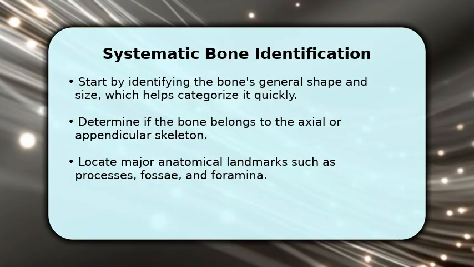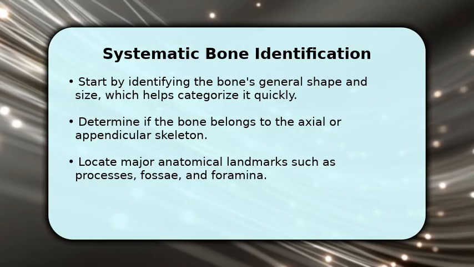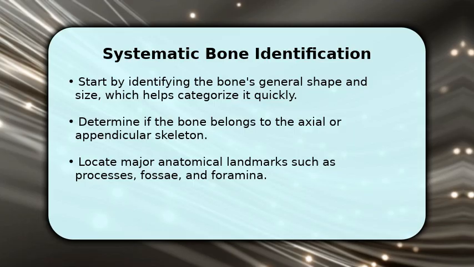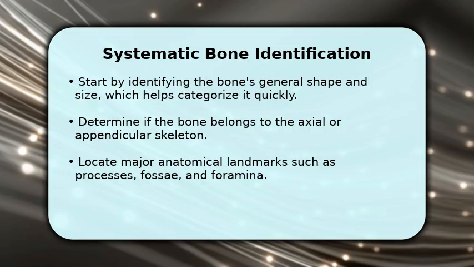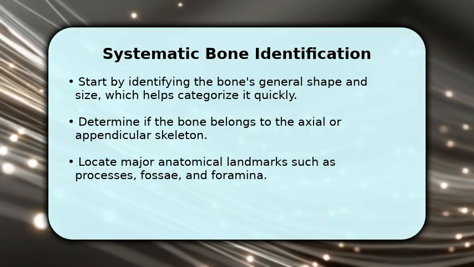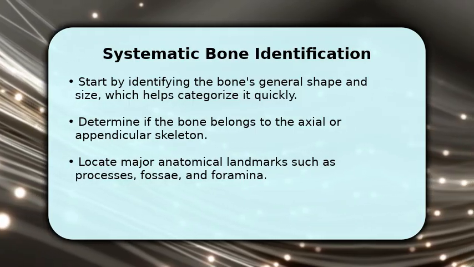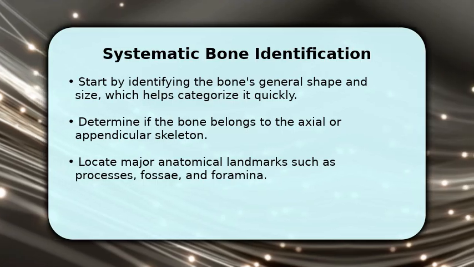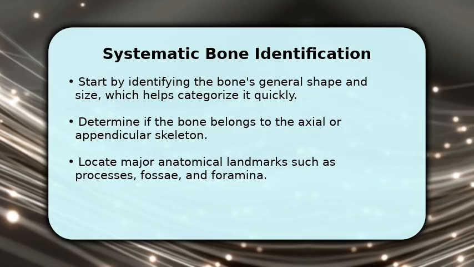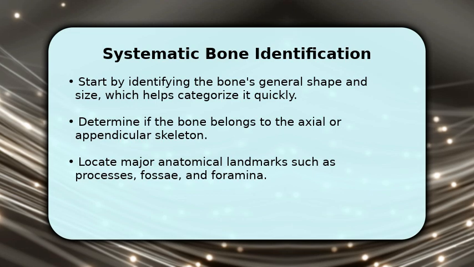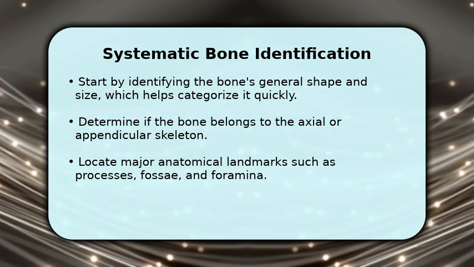A systematic approach is crucial for identifying bones. Begin by observing the bone's overall shape and size. For example, is it long, short, flat, or irregular? Next, determine if it's part of the axial skeleton, like the skull or vertebrae, or the appendicular skeleton, such as a limb bone. Then, meticulously locate and name major anatomical landmarks, like the greater trochanter on the femur or the olecranon process on the ulna. Understanding these features is key to mastering bone anatomy.